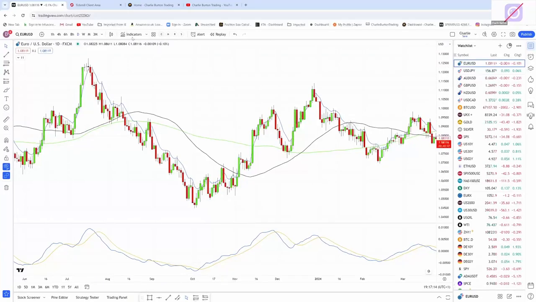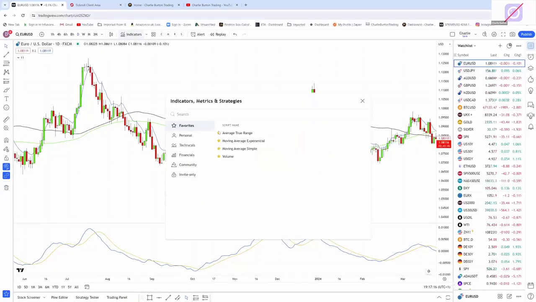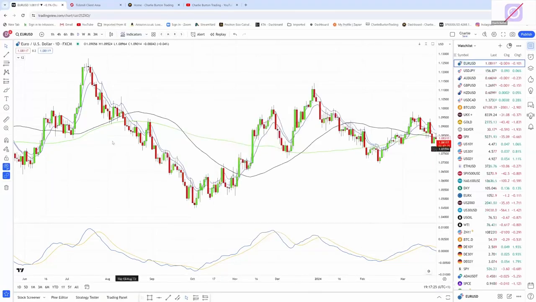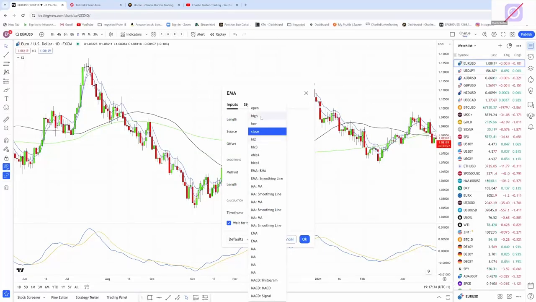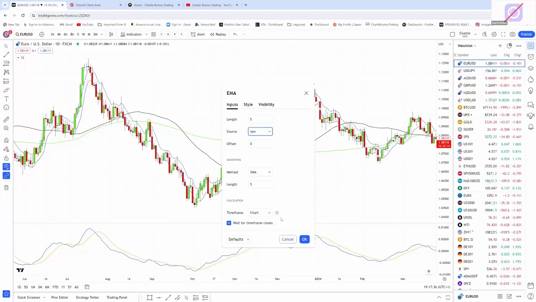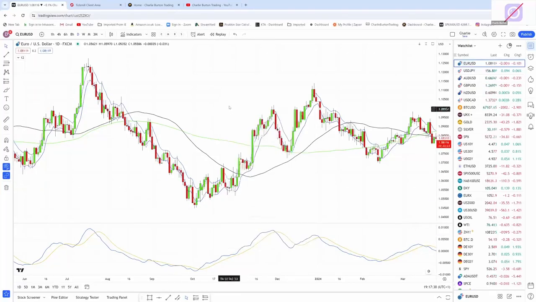Now I'm going to add another one. All charting packages will do this. MT4 will do this. So moving average exponential. These are the only exponential moving averages I actually use. All my others are simple. Change it to a 5, and change that setting to the low. There we go. So I've now got on my chart what I call my bands.